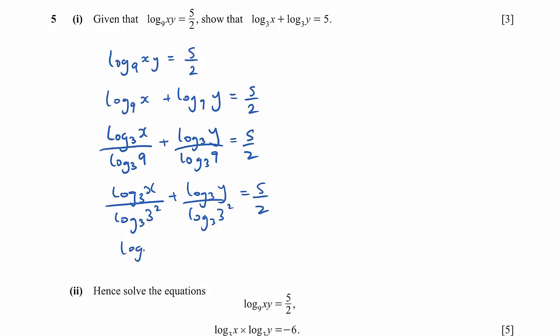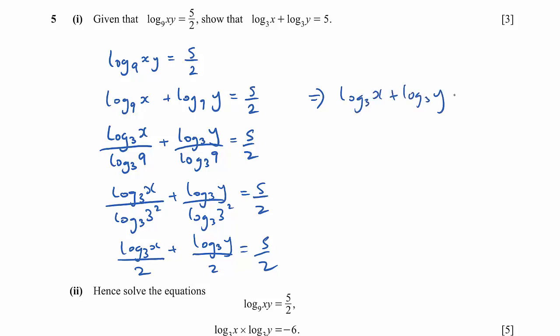So basically this is log to the base 3 of x over 2 plus log to the base 3 of y over 2 equals 5 over 2. And that means that log to the base 3 of x plus log to the base 3 of y must be equal to 5. We just multiply through by 2 to get rid of all those denominators. And that was what we were trying to show.